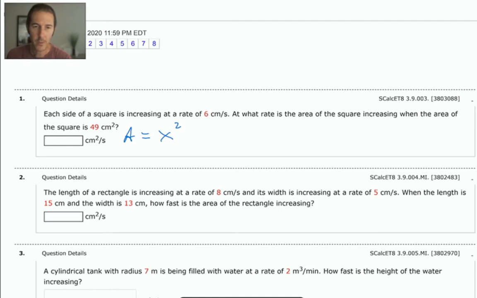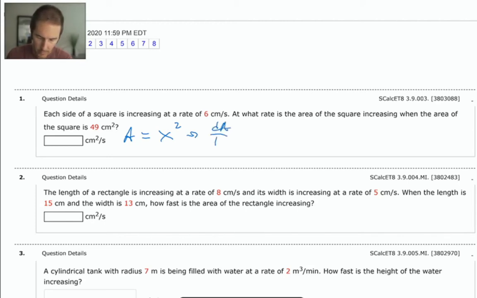I know that it's a rate problem, probably a related rates problem, because it says each side of a square is increasing at a rate of 6 centimeters per second. Per second means I've got time in the denominator, which means I'm taking the derivative with respect to time. So I haven't even read the rest of the question yet. I'm already going to take the derivative of both sides.